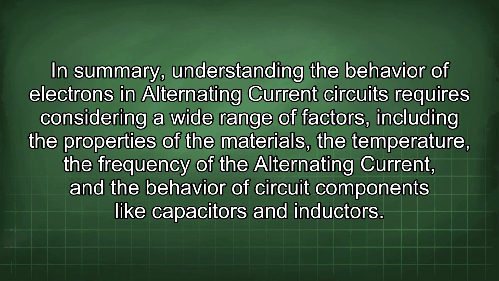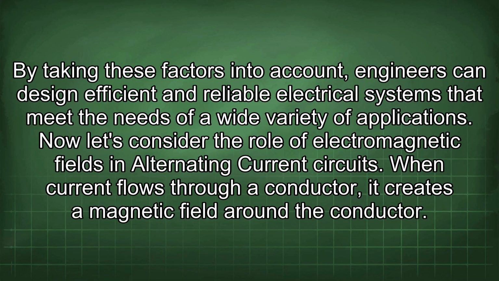In summary, understanding the behavior of electrons in alternating current circuits requires considering a wide range of factors, including the properties of the materials, the temperature, the frequency of the alternating current, and the behavior of circuit components like capacitors and inductors. By taking these factors into account, engineers can design efficient and reliable electrical systems that meet the needs of a wide variety of applications. Now let's consider the role of electromagnetic fields in alternating current circuits.